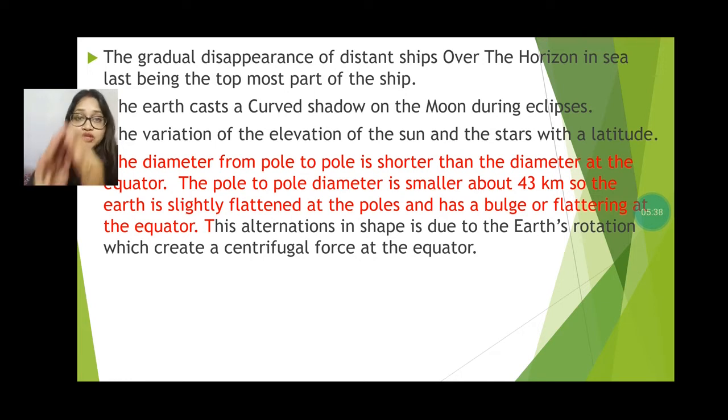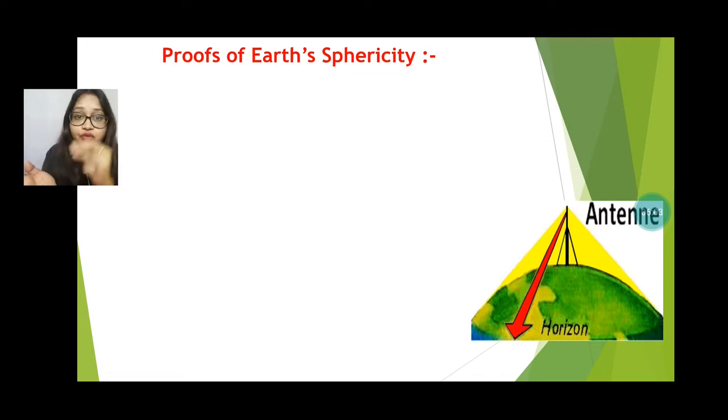Okay, and the shape of the Earth is slightly flattened at the topmost part, the polar regions, meaning the North Pole and South Pole, and bulged in the middle portion, the equator region. Okay, these alterations in shape are only due to the Earth's rotation, which creates one most important force, the centrifugal force.